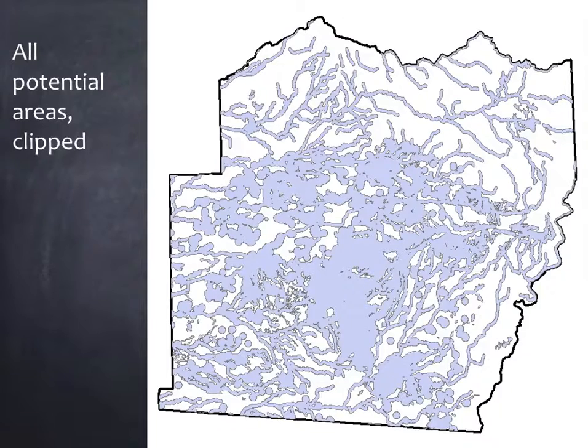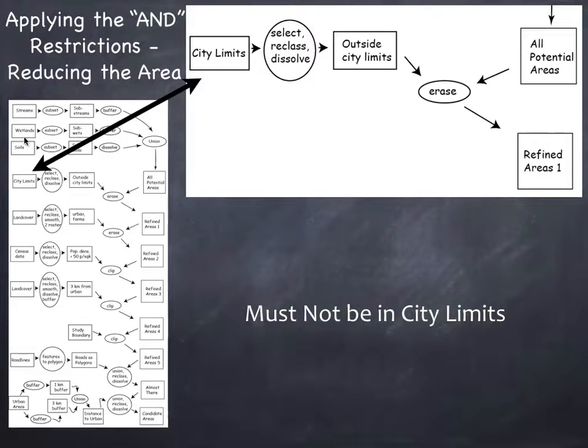Well, okay, I've done this part of the flowchart. Now I have to start going to the restricting part, the AND part. So here's the first one, must not be in city limits. I'll get the city limit boundaries. I'll do the select class and dissolve and identify those areas outside, and then I can either erase what's inside all the potential areas by what's inside the city limits to get the refined areas, or I could do a clip and dissolve or a clip and save.